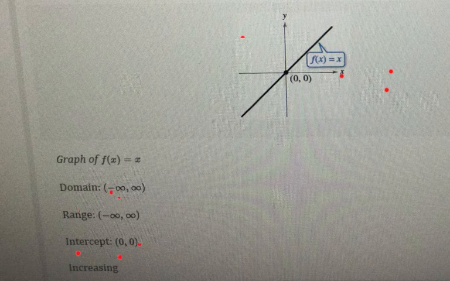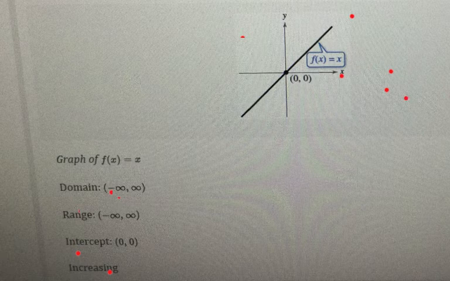Anyways, so here the only time we cross an axis is at the origin. So its intercept is at (0, 0). And the last thing it says is the function is always increasing, because as we read this from left to right, it is always going up. So it is constantly increasing.